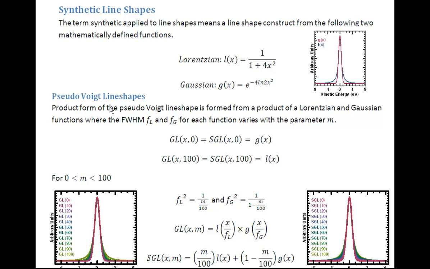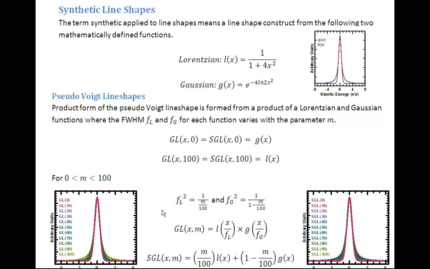So a pseudo-Voigt function is a form that is constructed as a GL as a function of x and a parameter m that represents a product of a Lorentzian with a Gaussian, and the difference between the values for m are that the full width half maximum of the Lorentzian and the full width half maximum of the Gaussian are related by this m parameter in these terms.